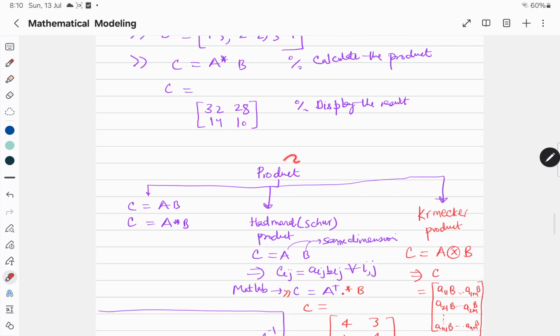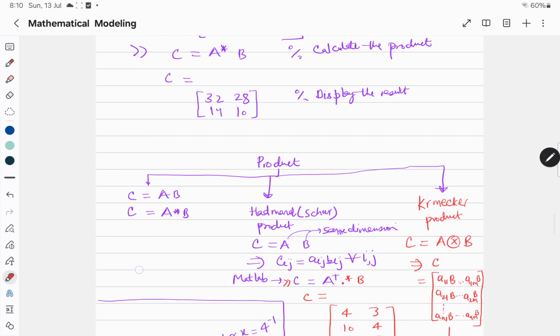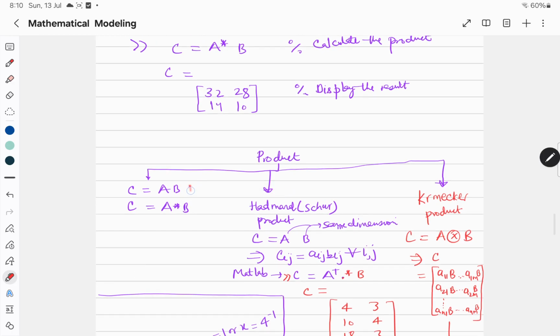Now we are talking about the product. So we have talked about C is equal to AB, and in the MATLAB implementation you will write A star B, right? And this is one type of multiplication, and the second is called Hadamard multiplication, that is the Schur product. So that is element by element.